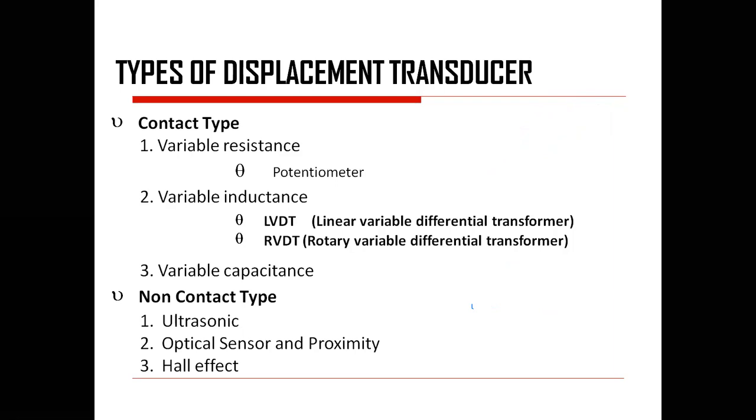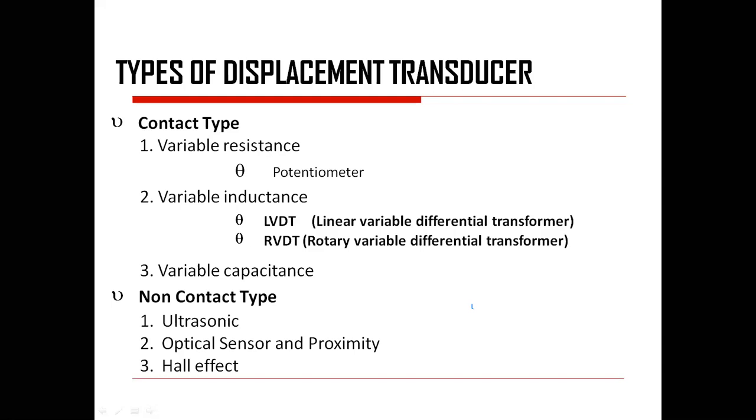Now, what are contact types? Variable resistance. Potentiometer is the best example for variable resistance type of transducer. Then variable inductance, and variable capacitance. These are different parameters. Here your resistance is going to change, here your inductance is going to change, and at the last here your capacitance is going to change. So each one has a different working principle.